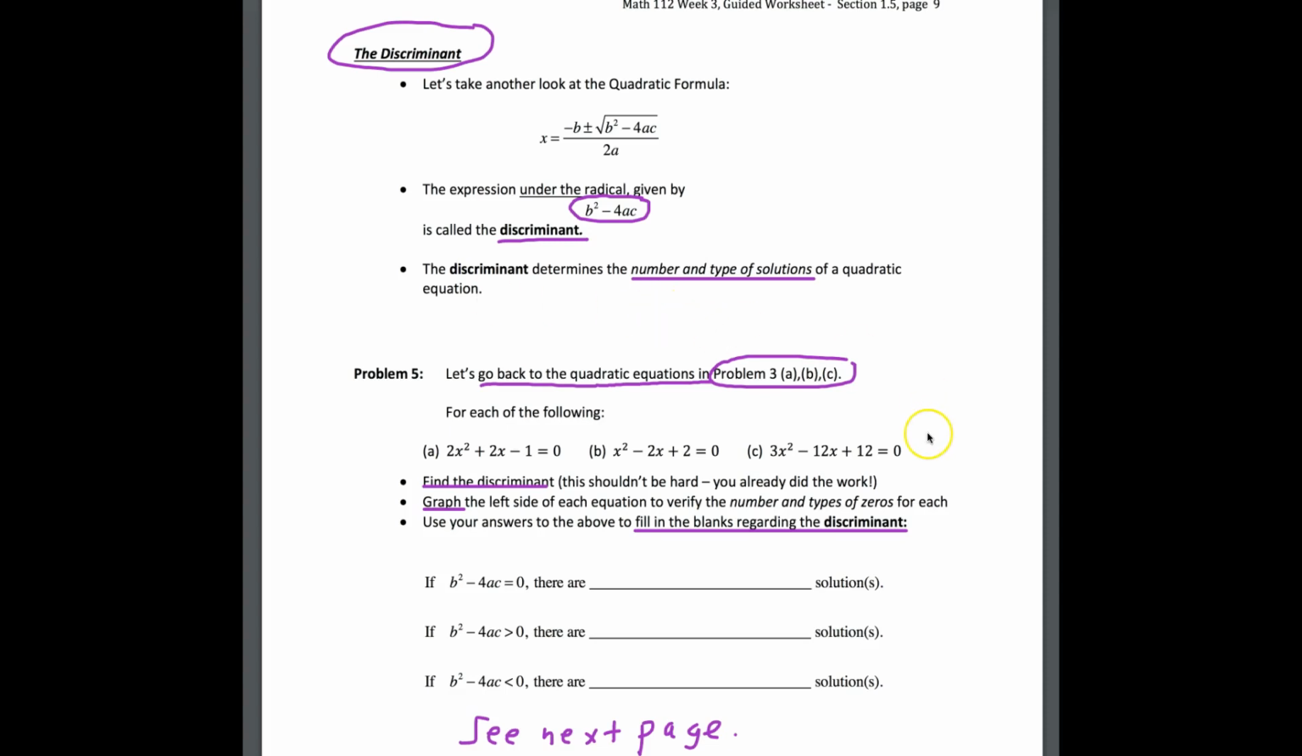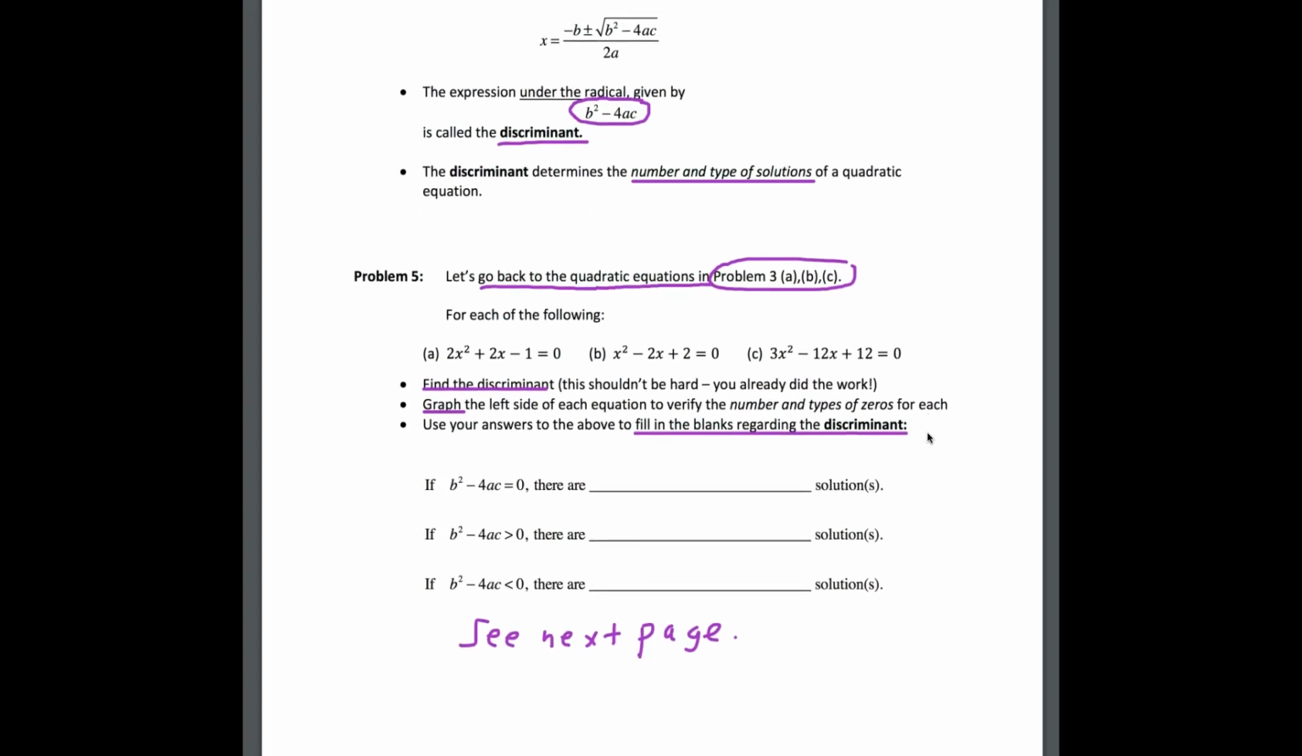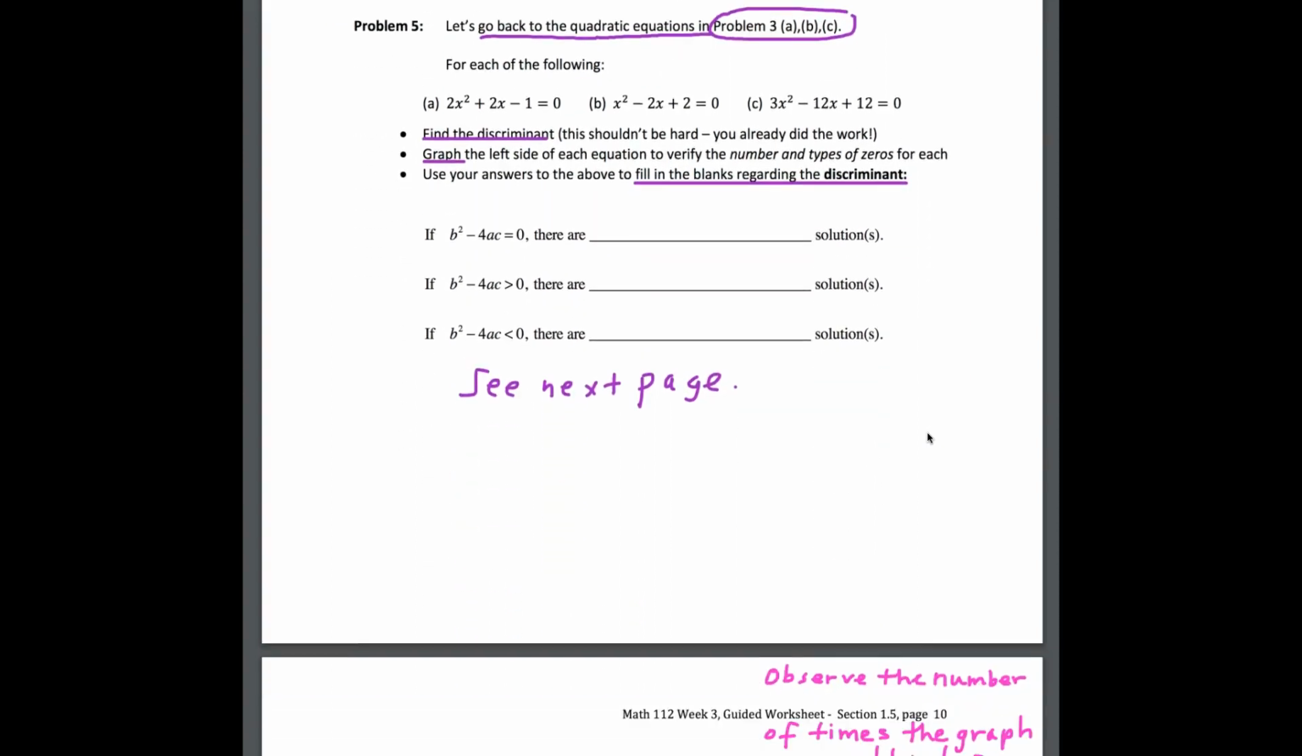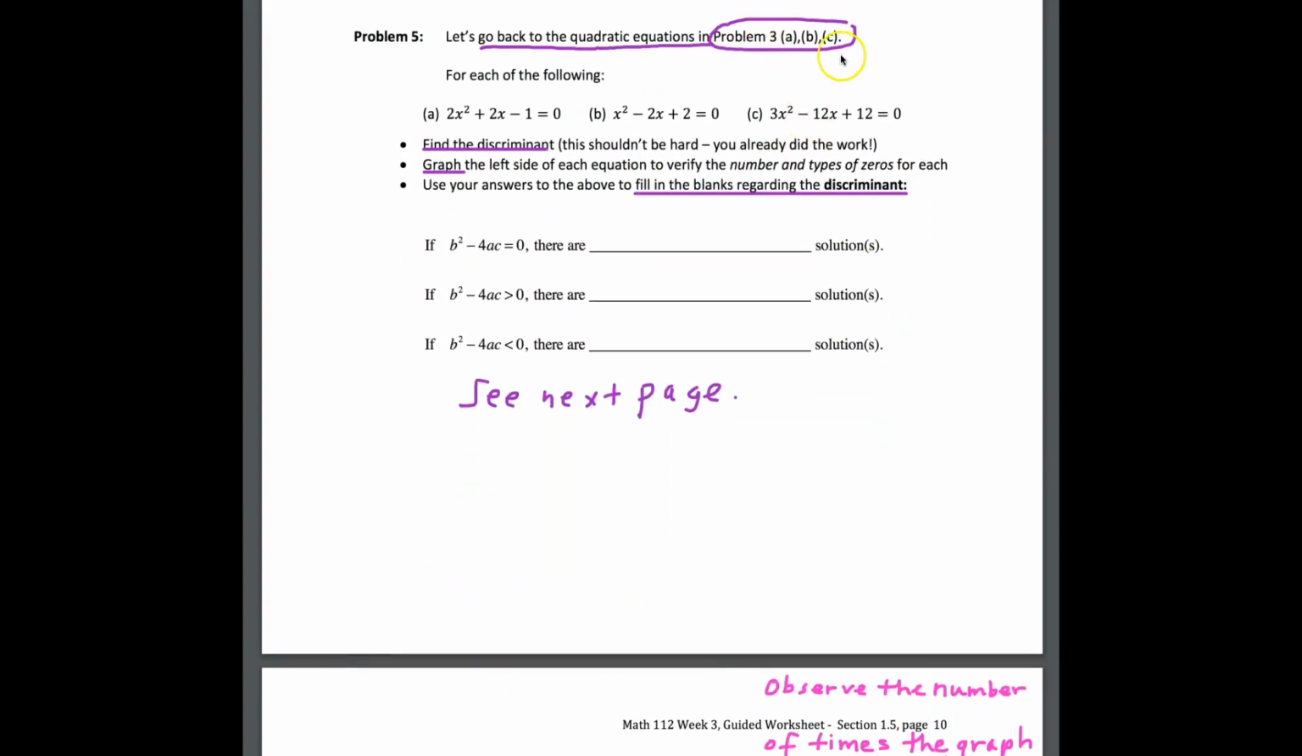It just gives us an indication of how many and what kind, either real or complex, imaginary, that we can expect. So I'm going to refer us back to the quadratic equations in problem 3, A, B, and C. I've just copied these down. This is what we did previously. If you've worked through this guided worksheet, go back and check through your answers. We did all the work. Now it's just interpreting what we did.